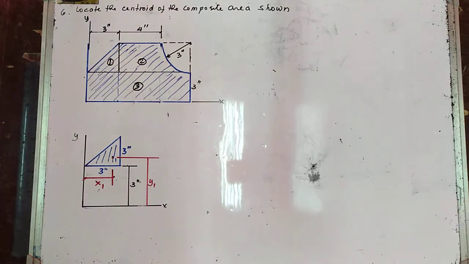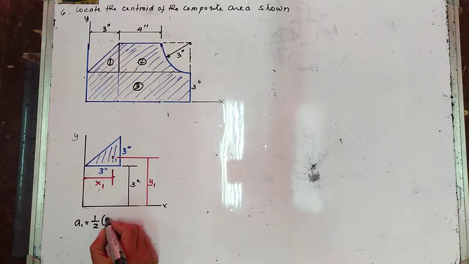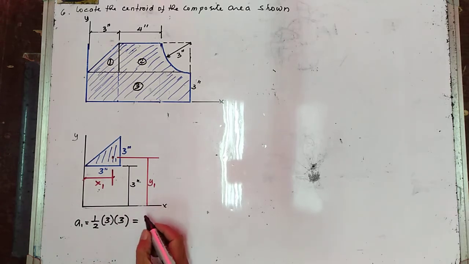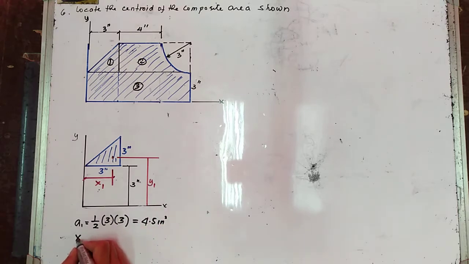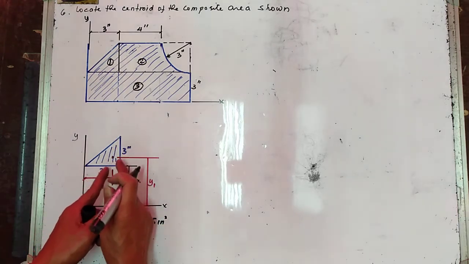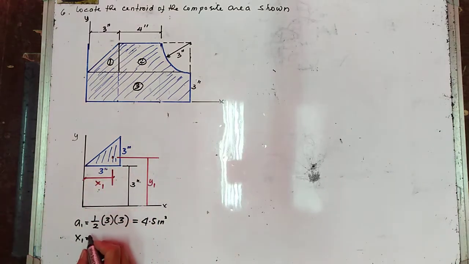So let's try to get your area 1. Your area 1 is now equal to the area of a triangle, 1/2 BH, that is 3 multiplied by 3, or this is equal to 4.5 square inches. And then we now have your x sub 1. It is 1/3 from this point, so that is 2/3. So we have 2/3 of 3, or this is equal to 2 inches.